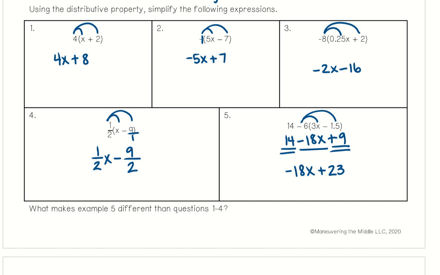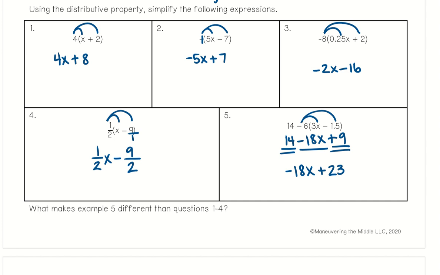So all of the first 4 examples had a number in front of parentheses only, one number that was being multiplied times the set of parentheses. In example 5, we had an extra number out front that was technically being added to whatever negative 6 was times the parentheses. So we didn't want to do anything with that 14 to start with. We just bring it straight down in the problem and distribute first.